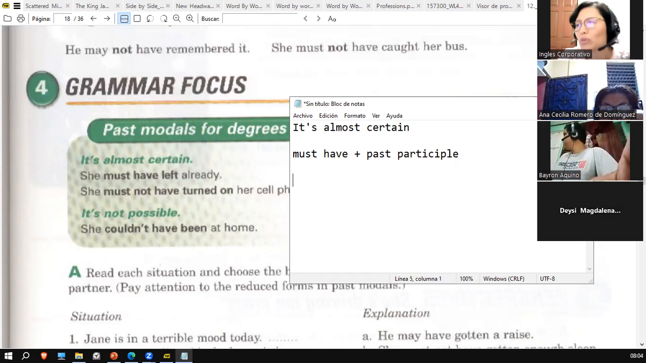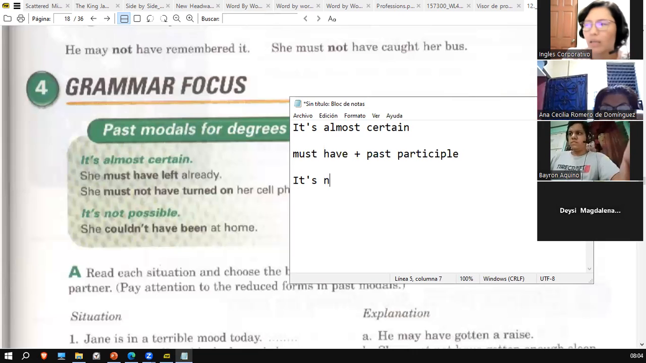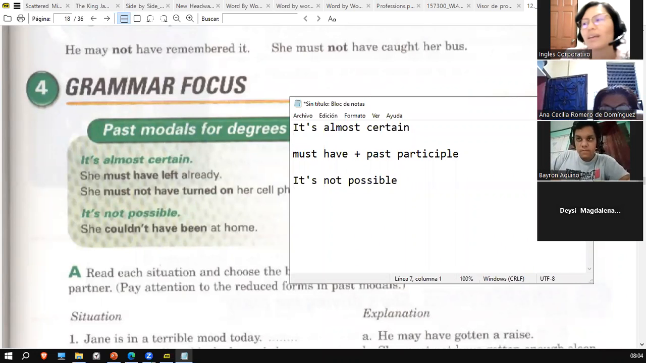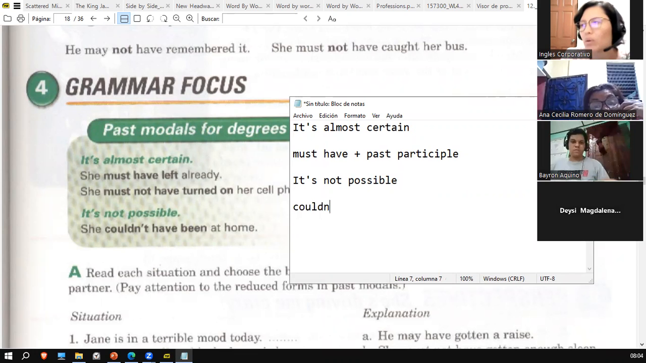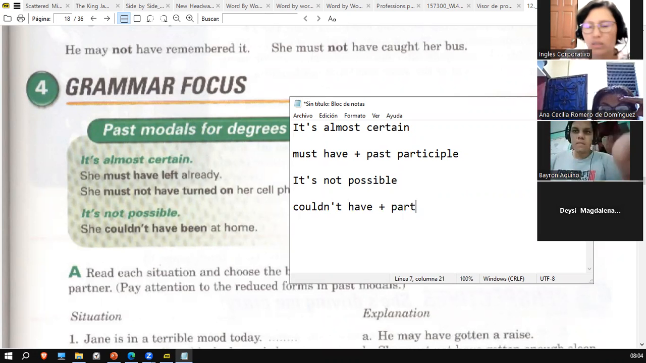Luego, la segunda que vimos fue esta. It's not possible. ¿Verdad? It's not possible. No, teacher. ¿Por qué dice eso? Porque yo sé lo que estoy diciendo, ¿verdad? She couldn't have been at home. No. Why do you say that? ¿Por qué dices eso? Ah, porque si hubiese estado ahí, ella me habría llamado, me habría avisado, etc. She couldn't have been at home. ¿Cuál es la estructura que tengo acá? Va a ser couldn't have más past participle, ¿ok?